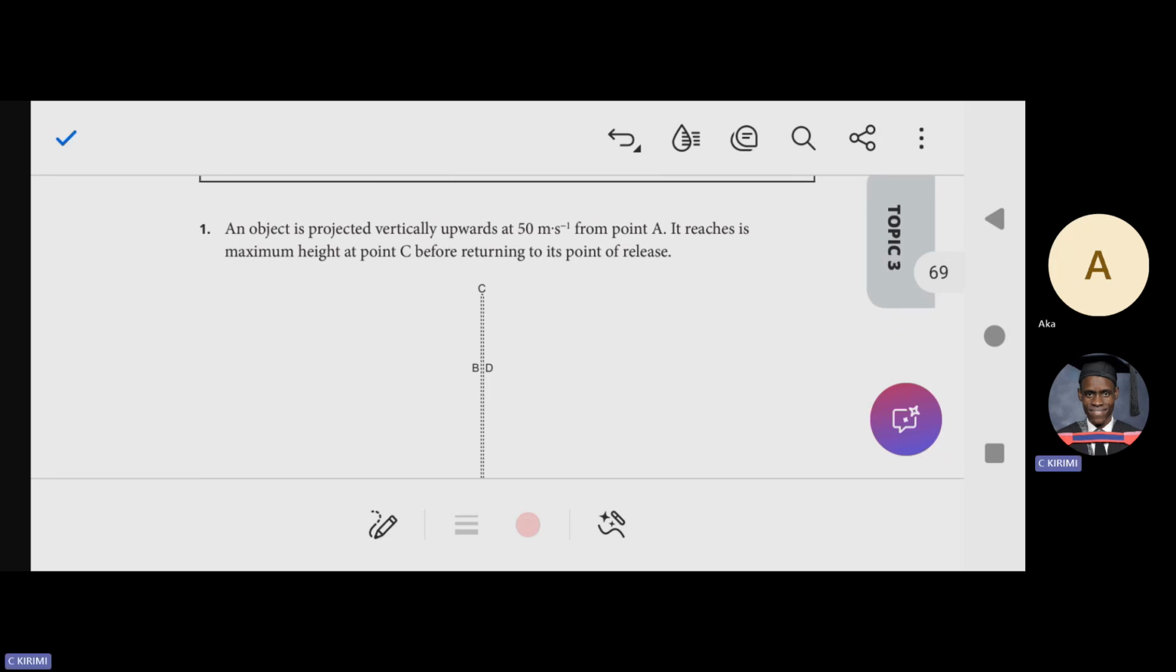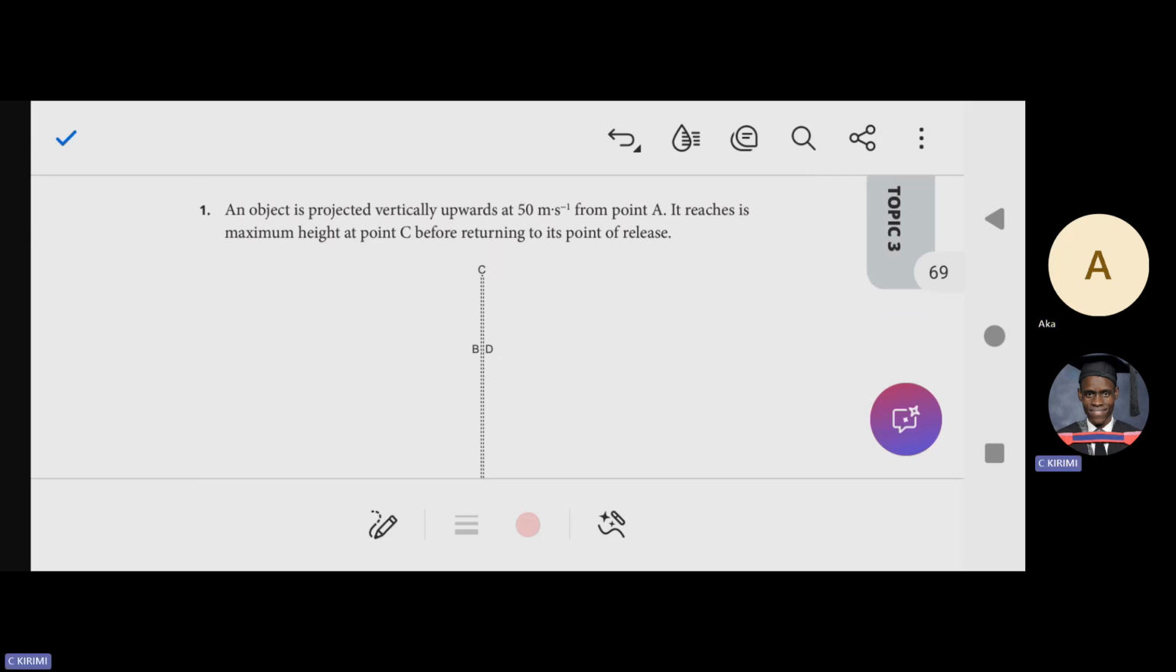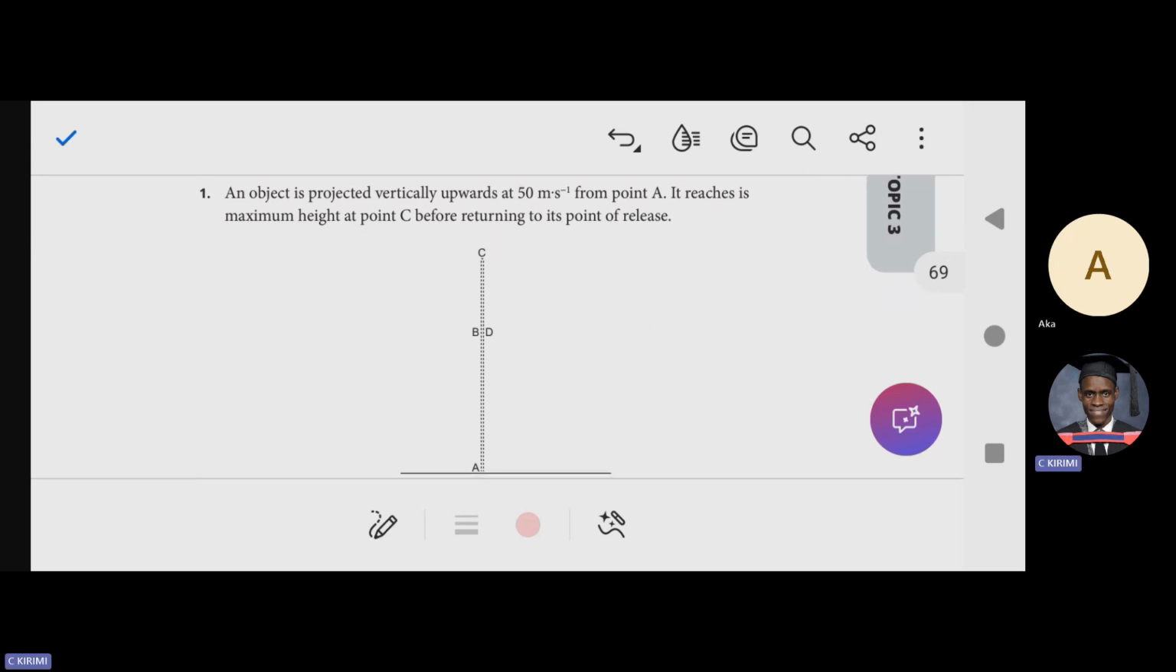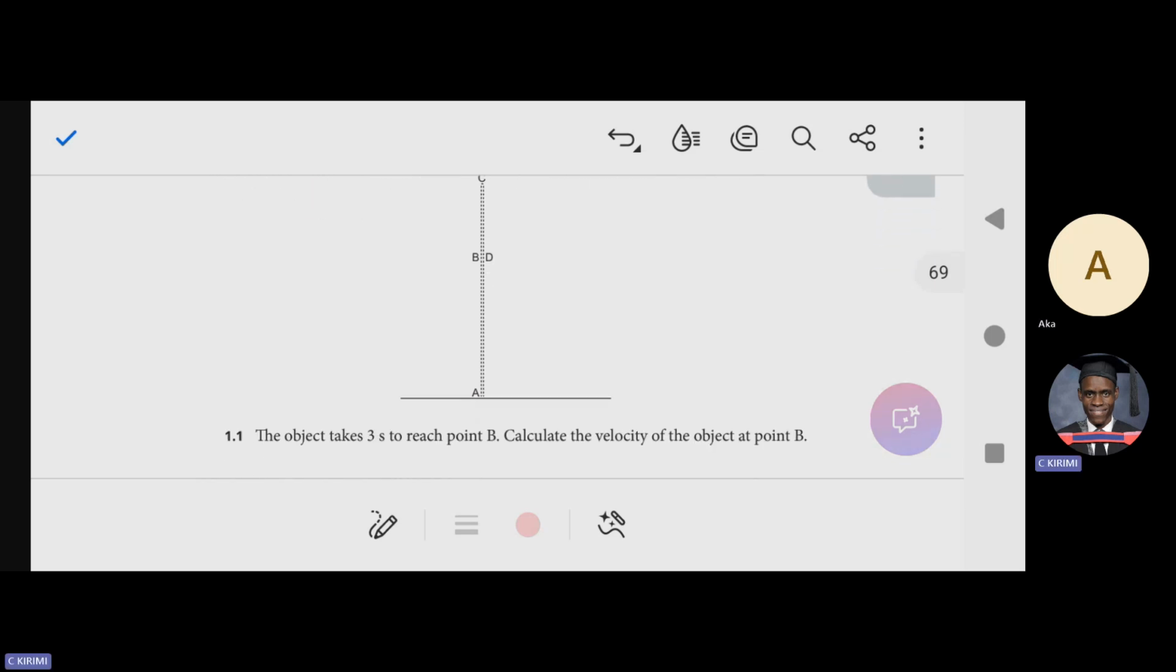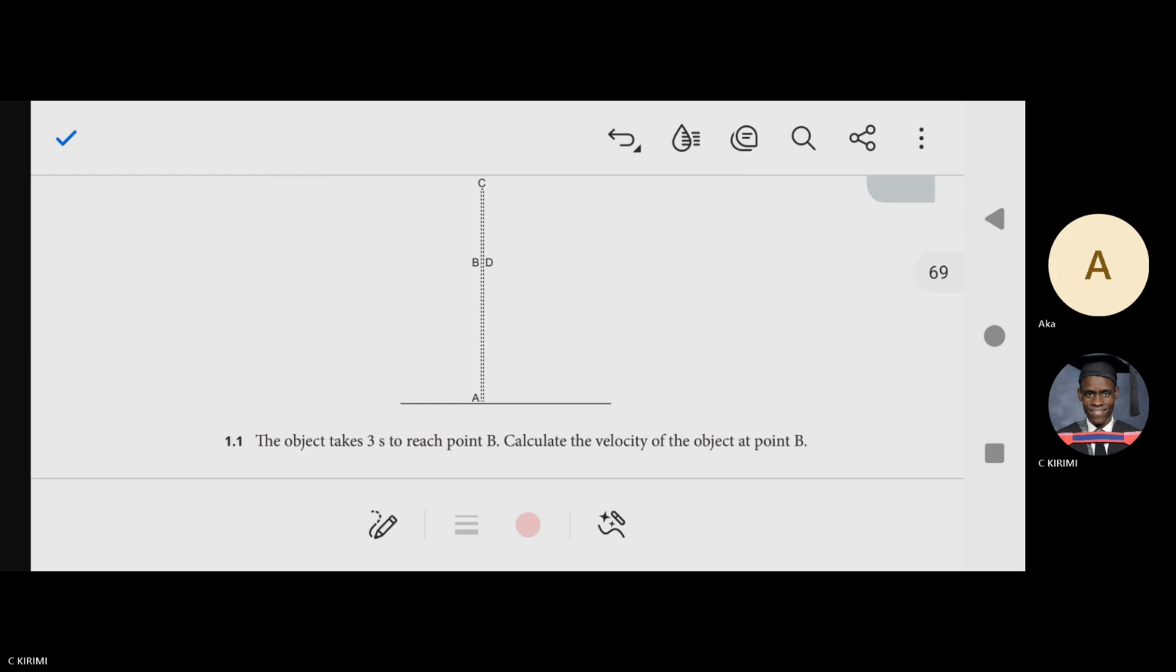An object is projected vertically upwards at a speed of 50 meters per second from point A. It reaches maximum height C before returning to the point of release. Can you see? It reaches the maximum height C. The question is saying the object takes 3 seconds to reach point B. Calculate the velocity of the object at point B.